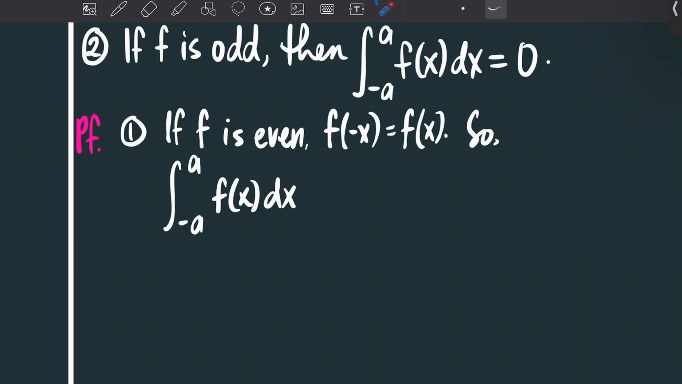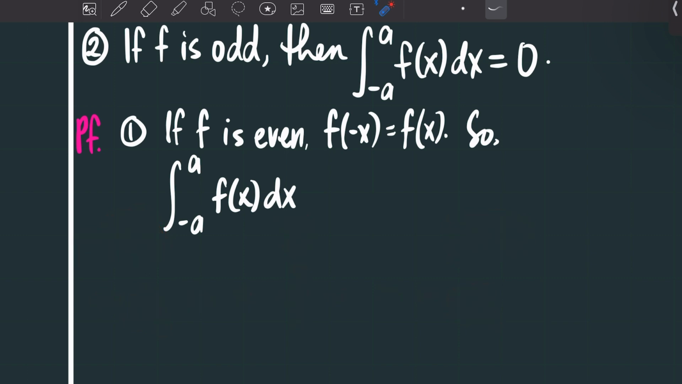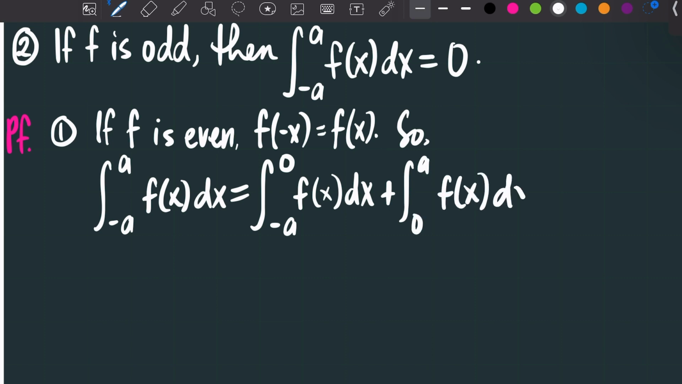Pwede natin siyang split sa gitna by x equals 0. Since if you have here negative a papunta kay a, kahit anong a yung ilagay mo, for example, a equals 100, kunwari, the other endpoint would be negative 100, and so nasa gitna niya si 0. So, hatiin natin siya sa gitna by x equals 0. So, that's the integral from negative a to 0 of f of x dx plus the integral from 0 to a of f of x dx.